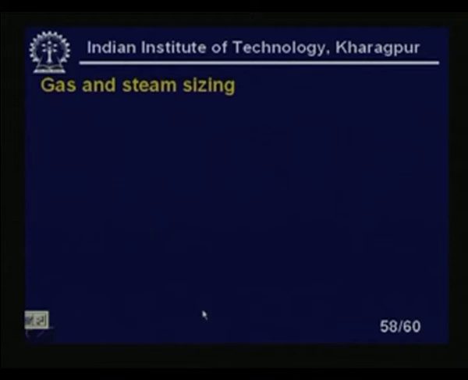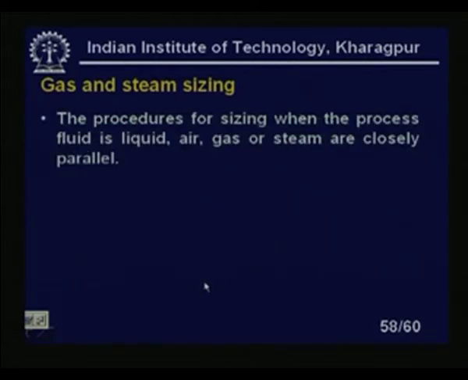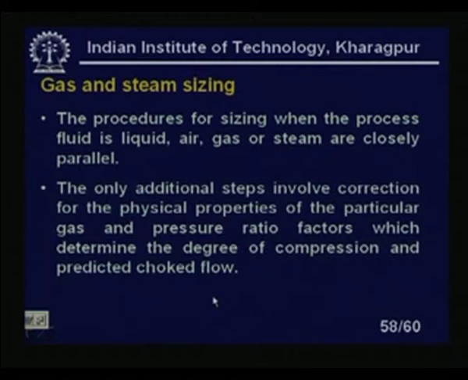Gas and steam sizing. The procedures for sizing when the process fluid is liquid, air or gas are closely parallel. These are almost the same, there is not much difference. The only additional steps involve the correction for the physical properties of the particular gas and pressure ratio factors, which determine the degree of compression and predicted choke flow. These are the only factors which you have to think of.